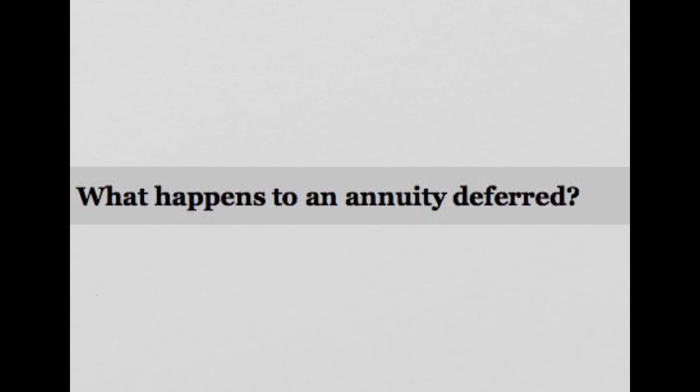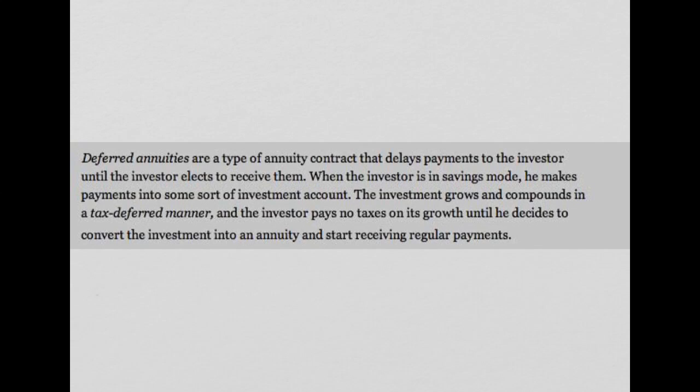First, we're going to talk about an annuity that's deferred. We want to do an annuity, but we're holding off the start of it. So we want to figure out the time value of money part of it. Let's see what happens here. This is a type of annuity contract that delays the payments to the investor until the investor says, go ahead and start paying me. When that happens, they do their investment. And so we're saying that the investment grows and compounds in a tax-deferred manner. The investor pays no tax on the growth until he decides to convert the investment into an annuity and start receiving regular payments. Well, I don't know what any of that means, but we'll know better when we see an example.